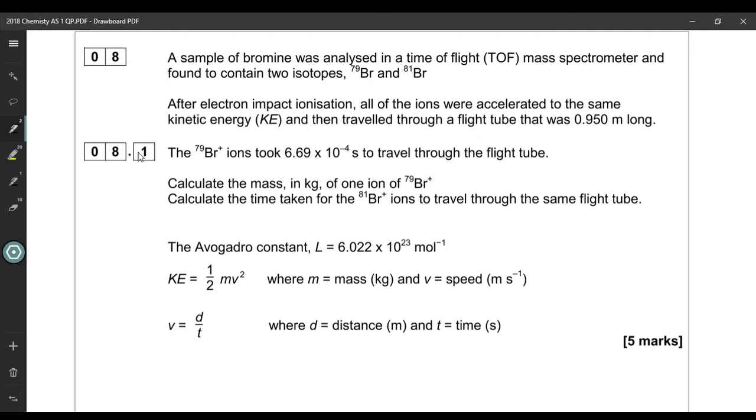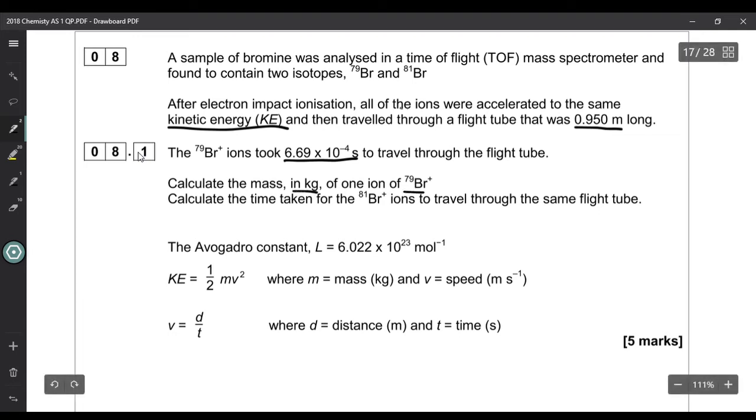Question 8 is asking us to look at some data from a mass spec to do with Br79 and Br81 ions. We've been told that the ions are accelerated to the same kinetic energy and they travel through a tube that's 0.95 meters long. The Br79 ions took 6.69 times by 10 to the minus 4 seconds. So the first thing we're asked to do is calculate the mass in kilograms of one Br79 ion.